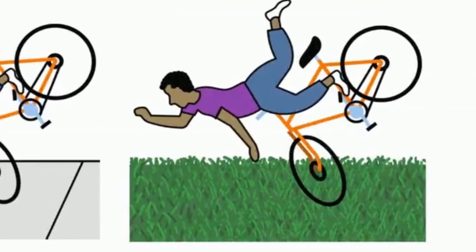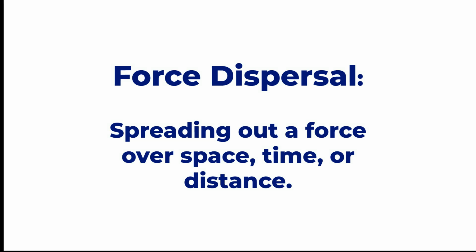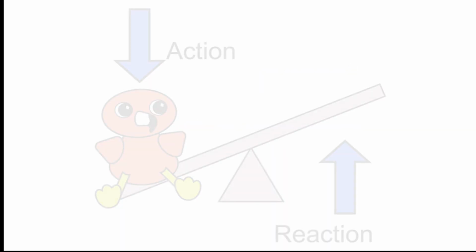This idea of spreading out force over distance, time, or material is called force dispersal. Instead of one sudden sharp force, the impact gets shared or slowed down. And to really understand what's going on, we need to look back at Newton's third law of motion.